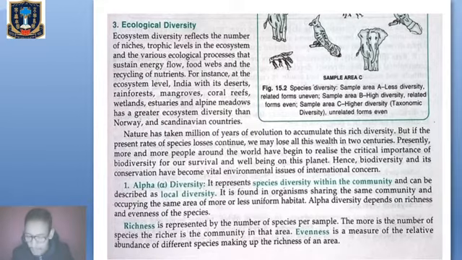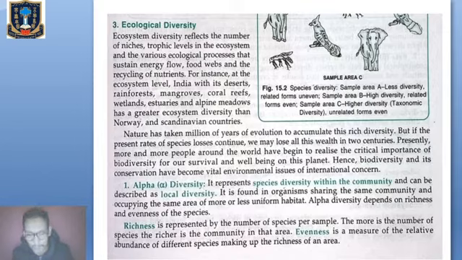And alpha biodiversity depends on the richness and evenness of the species. Now what is richness and what is evenness? Richness means the higher the number of species in a community, the richer the diversity will be. So richness is represented by the number of species per sample. The more species in a community, the richer is the community or the ecosystem.